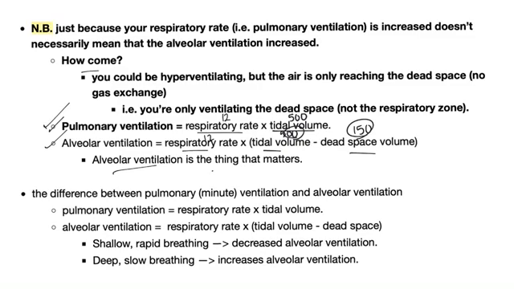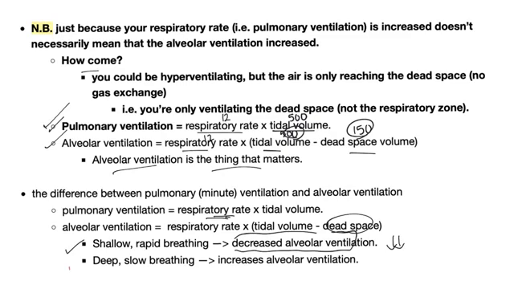Alveolar ventilation is the only thing that matters. So, with shallow, rapid breathing, like an idiot, what are you doing with your life? You're decreasing your alveolar ventilation. Even though the respiratory rate is increased, the dead space increases even more, making the alveolar ventilation so poor.